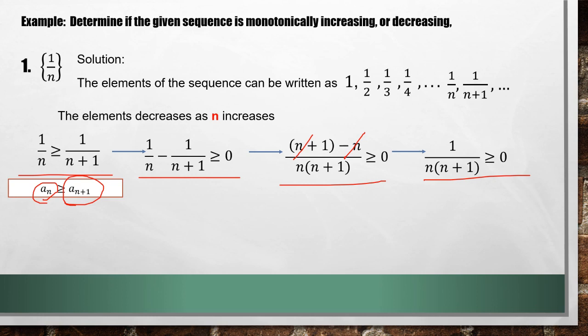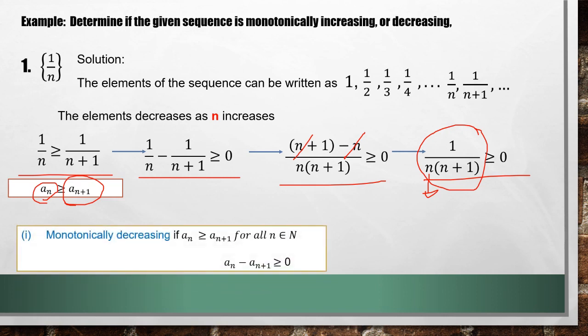Now, to determine if this inequality holds, we will substitute some values for n. If n is 1, this value is greater than 0. If n is 2, still the value is greater than 0. And for n from 3 to positive infinity, still the value of the entire expression 1 over n times n plus 1 is greater than 0. Therefore, from this definition, we can say that the sequence 1 over n is monotonically decreasing.